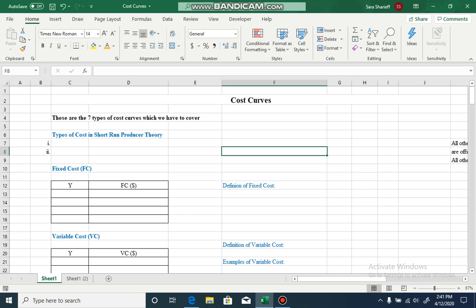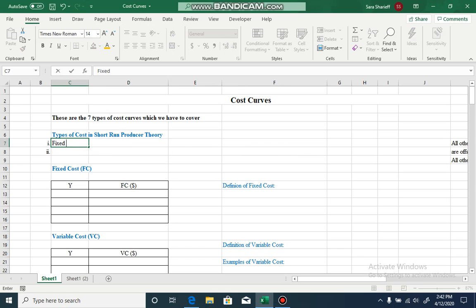Okay, now always remember, in short run producer theory, the 2 main types of cost which we study are fixed cost and variable cost, right? All the other types of cost, marginal cost, average cost, they are just offshoots of these 2 types of cost. All other types of cost are just derived from these 2 types of cost. So these 2 are the main types of cost, right?